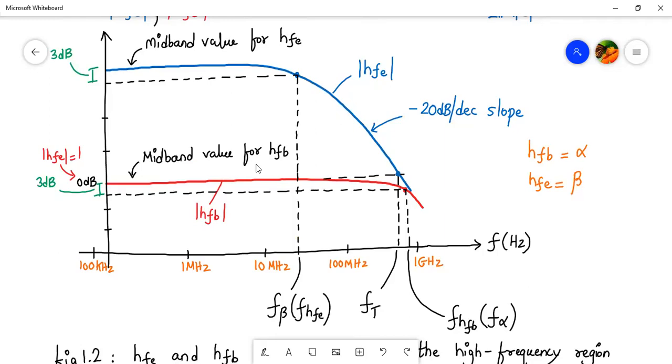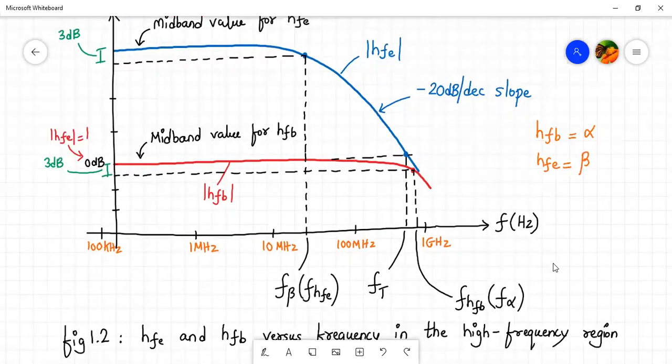This is why the common base high frequency parameters are mentioned rather than the common emitter parameters, which are often specified for transistors. That's why in the data sheets they normally give the common base high frequency parameters, like for example FT or F alpha. So these parameters are mentioned in the data sheet values. Is this very, very clear?